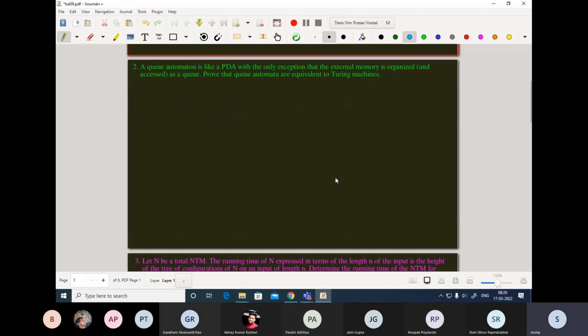So let's look at the next question. So now I have a queue automaton, which means I have a finite control, and then I have a queue. So in a queue, you are popping out the first element and you're pushing in something at the end.